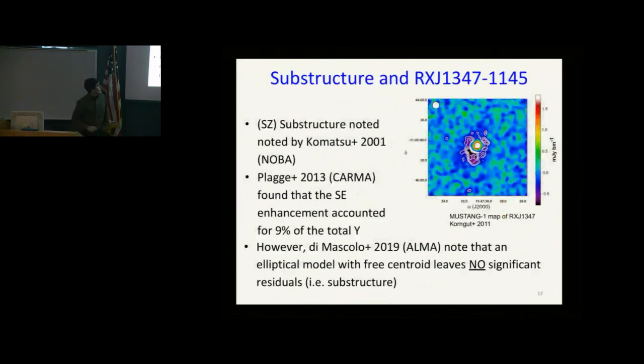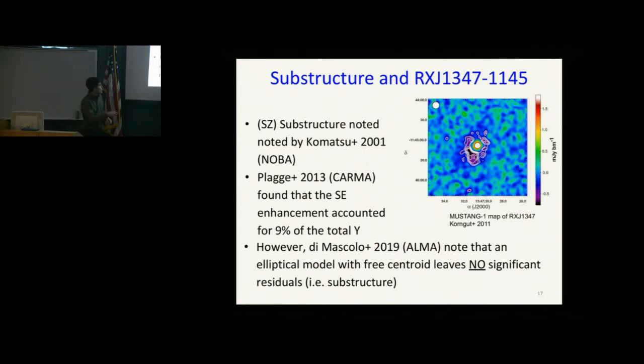Okay. So, to go into substructure a bit, if we look at, say, RXJ 1347, which is a well-known, well-studied cool core cluster with a southeast enhancement that looks to be a shock, we see that by some measurements, if you really assume a spherical cluster, and depending on the center you use, you could say that the shock accounts for 9% of the total Y.